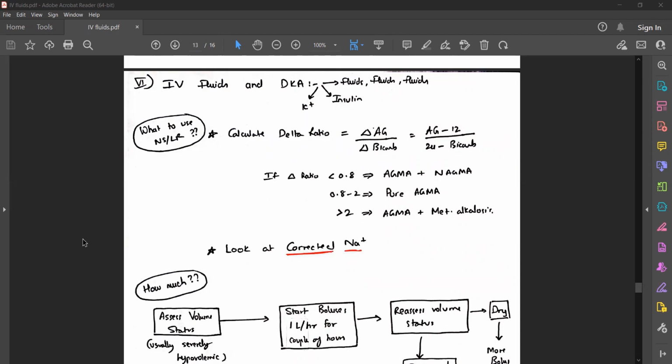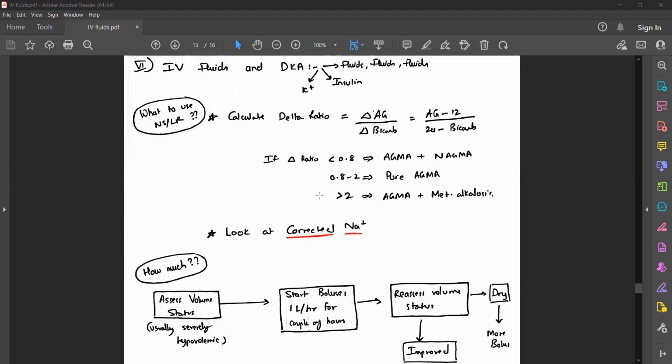Now, one important thing that I would like to discuss over here, which I'll be going into in much more detail in my acid-base lecture, is the calculation of the delta ratio. Now, what is the delta ratio and what does it tell you? When you calculate someone's anion gap and you look at the patient's bicarb, you could get the delta ratio out of it. That is the delta anion gap, which is anion gap minus 12, and the delta bicarb, which is 24 minus bicarb, and you would get the delta ratio.